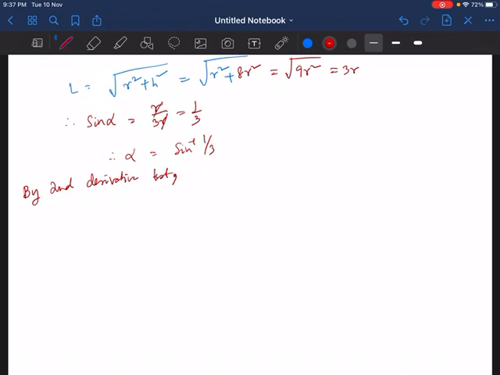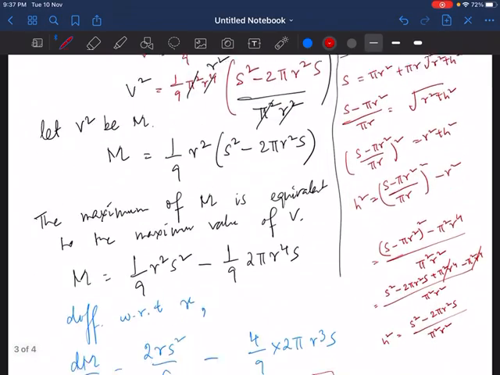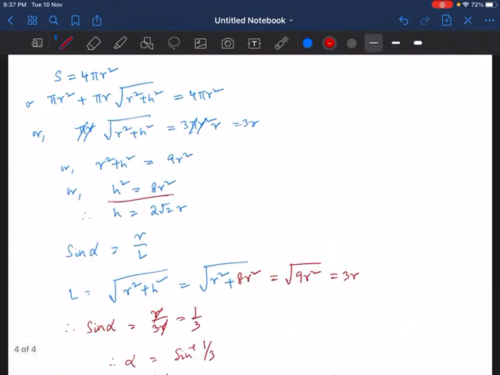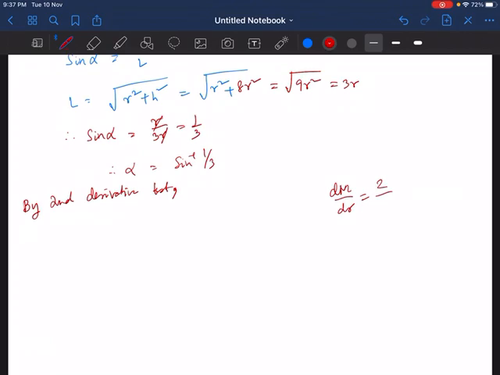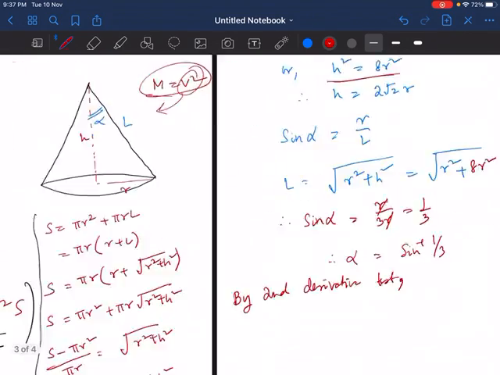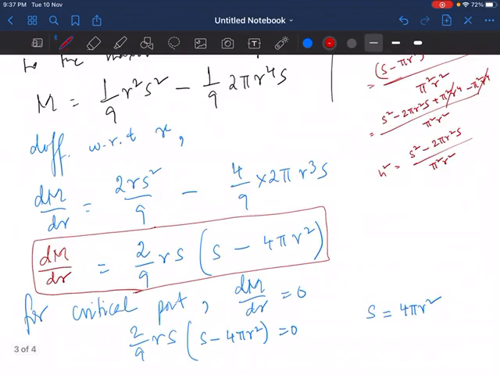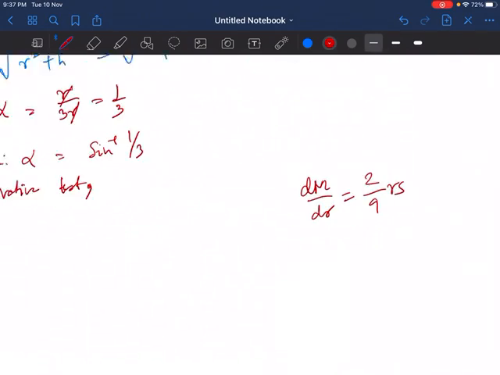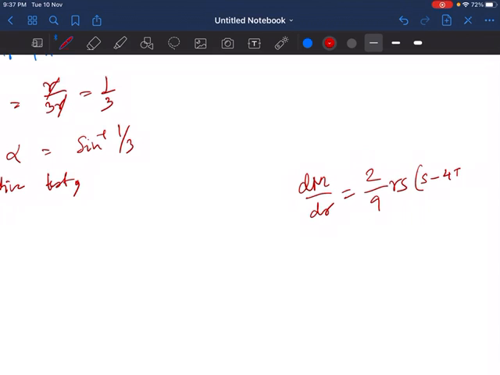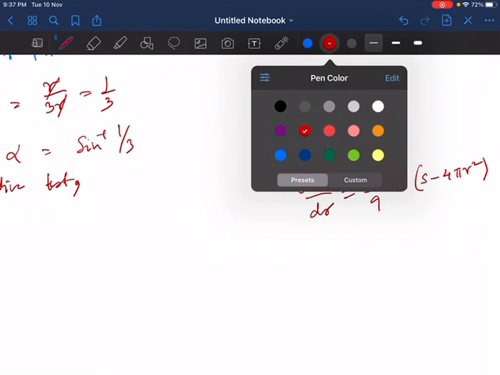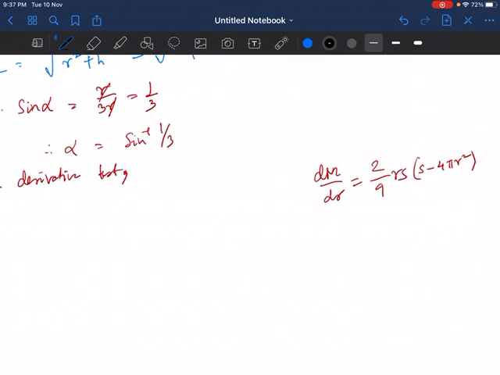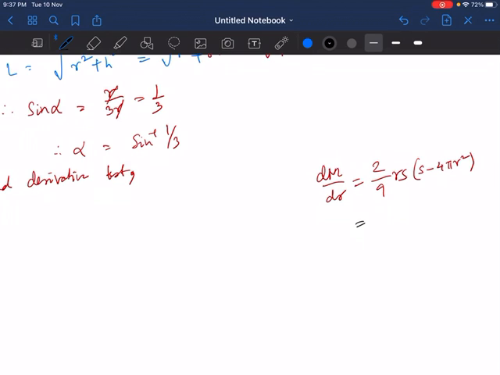So let me write this one in rough. dm dr is equal to 2 by 9 rs, s minus 4 pi r square. So this is what we have as dm dr. Now we have to find what? d2m dr square by second derivative test. So let us just do this one. Let us multiply this one. So this is a square and this one is coming out to 2 by 9 4 pi r cube s.